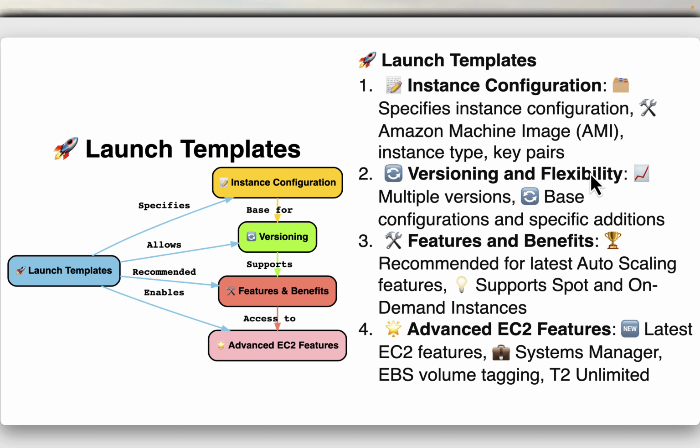And fourth, advanced EC2 features. It enables use of the latest Amazon EC2 features, including systems manager parameters, the latest EBS provisioned IOPS volumes, EBS volume tagging, T2 unlimited instances, and more, further enhancing functionality and performance.